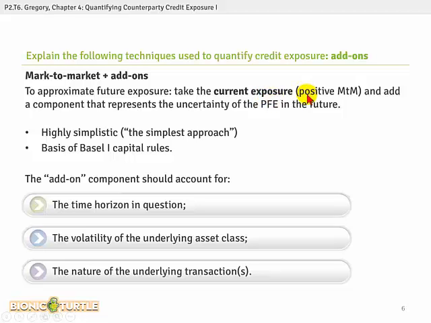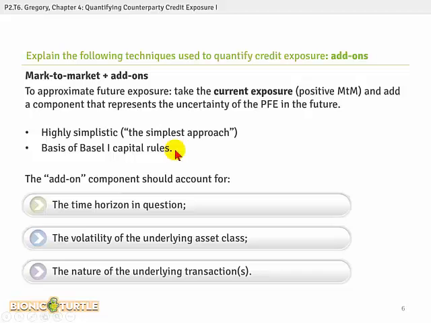That's because we're exposed to counterparty risk when our position is in a gain or when we're in the money. So we take the current exposure and add a component that represents the uncertainty of the potential future exposure. So recall, that's really the difficult part of the measurement. It's not so much the current exposure, but the fact that, especially on these long-term contracts, we're really trying to anticipate or derive a metric based on an uncertain future.